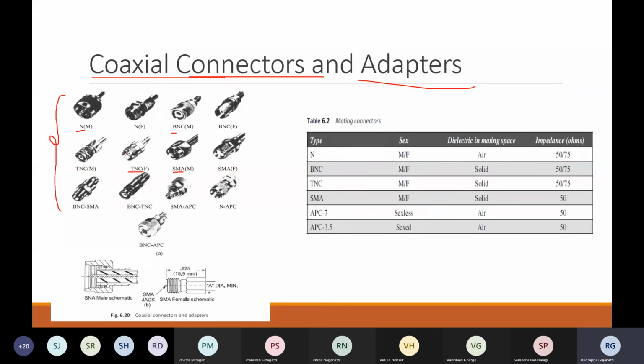Now here we can again have a classification as male and female, or in some cases we don't have that classification of male or female. If you observe how they are classified as male and female, you can look at the threadings which are present. In this case, the threadings are present inside. If you want to connect two coaxial cables, you'll have the threads inside. If you have these threads inside, it is called a Navy male connector, and here you can see that the threads are present outside.